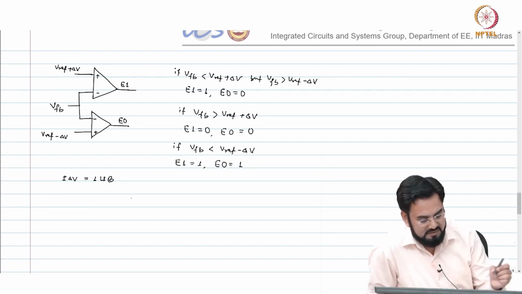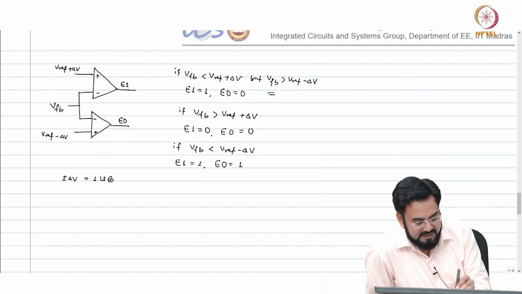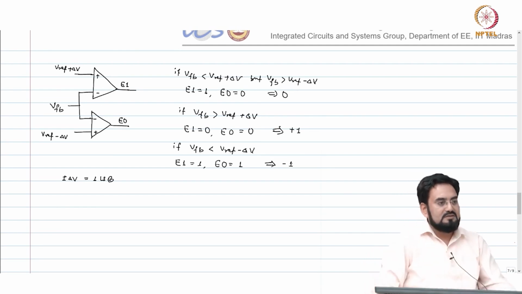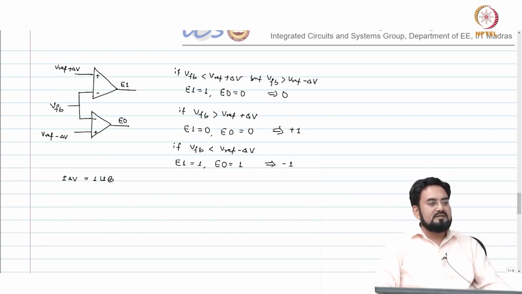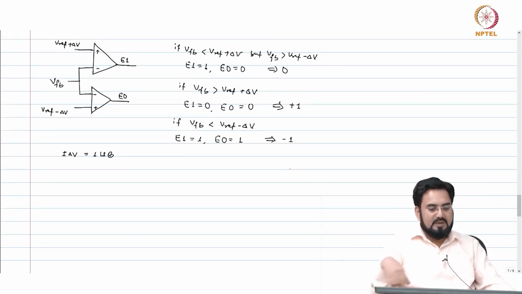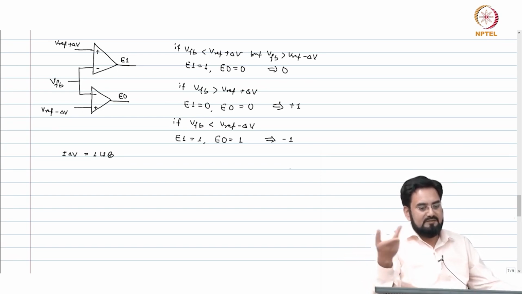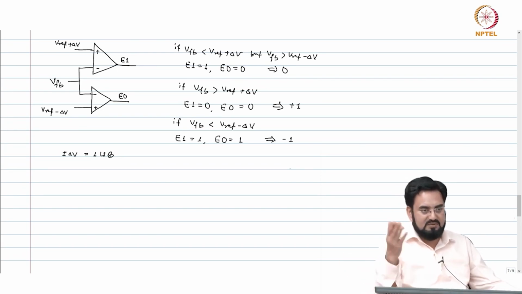So, now you treat one as 0, you treat one as +1, you treat one as -1. Okay. So, whatever the accumulator code is, you add 0, or you add +1, or you add -1 in the accumulator. If you are adding 0, your accumulator output will not change. If you are adding +1, it will increase. If you are adding -1, it will decrease.